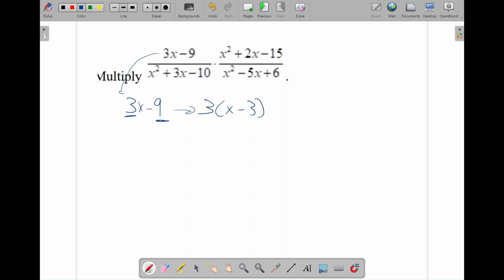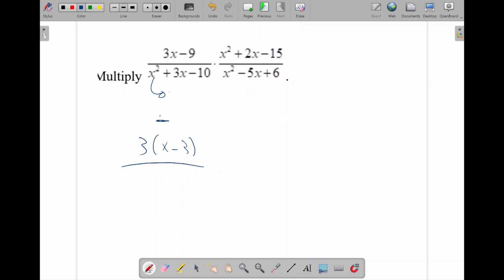Now, when you factor quadratics, this is where it changes. Let me just write it properly. 3x minus 9. Wait, no, that's not what I want. 3x minus 3 over, this is where our actual equation is going to be. So I'm going to erase this. Now we're going to factor this: x squared plus 3x minus 10.